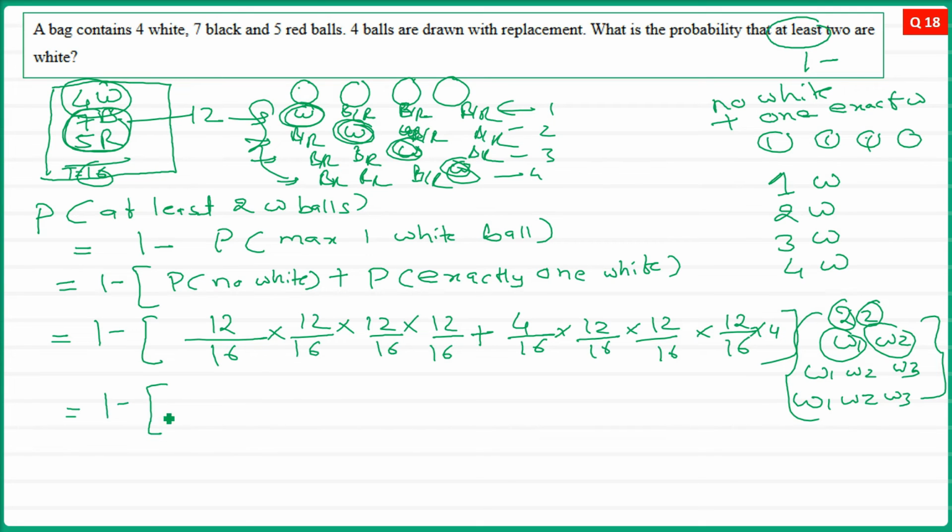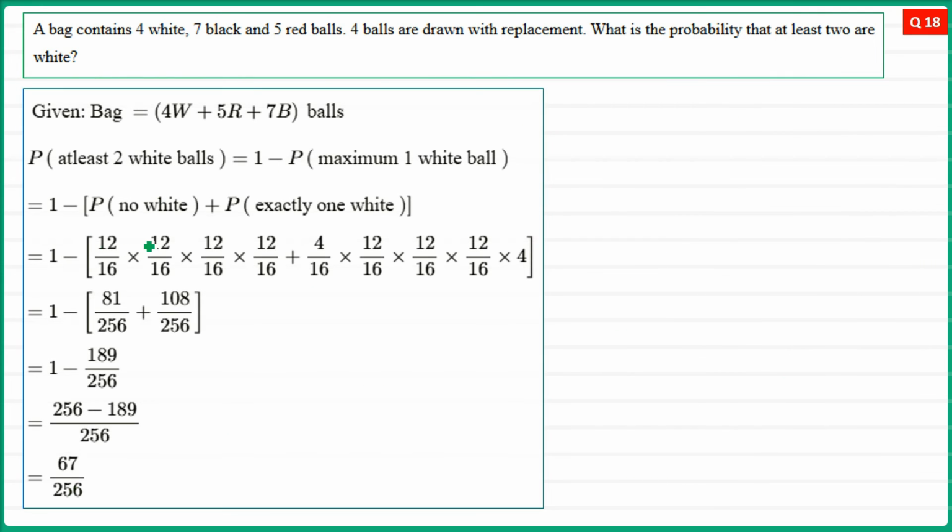So this is 1 minus 81 by 256, sorry. And the second part is going to be 108 divided by 256. When you compute the total, this will be 67 divided by 256. Computation you can easily do, concept you understood. So this is how it needs to be done. Let me tell you again, at least 2 also can be computed, it's not a problem. But 1 minus probability of maximum 1 white ball, which includes no white and exactly 1 white ball, is a good approach to solve this kind of question.